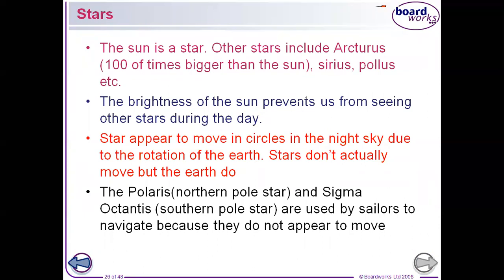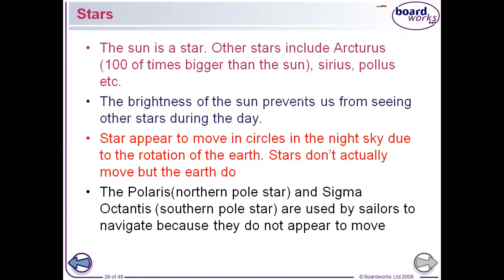many of us don't know that the sun is actually a star, the closest star to us. So the sun is actually a star, the one that is closer to the Earth. Other stars are millions of miles away from us. Okay, so other stars include Arcturus, which is 100,000 times bigger than the Sun, Sirius, Polaris, etc.